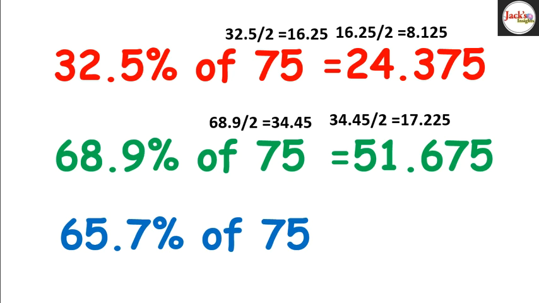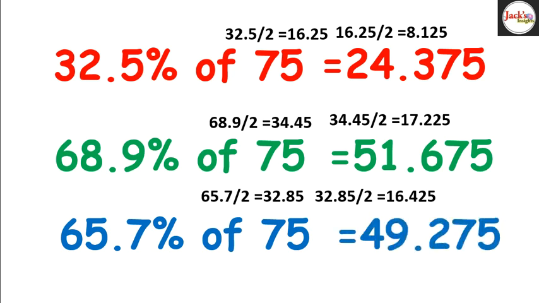For the 65.7% of 75, same process. Half of 65.7, that is 32.85. Since half of 65 is 32.5, half of 0.7 or 70, that is 35. So you have 0.35 and 32.5, that is 32.85. And what is half of 32.85? So half of 32.85 is 16.425, since half of 85 is 42.5 or 0.425. Now add 32.85 and 16.425, you will get 49.275.